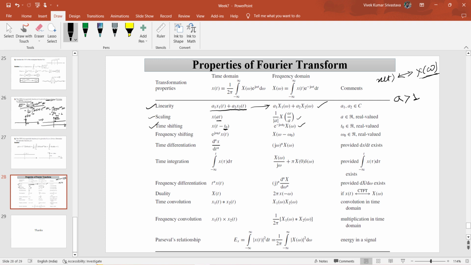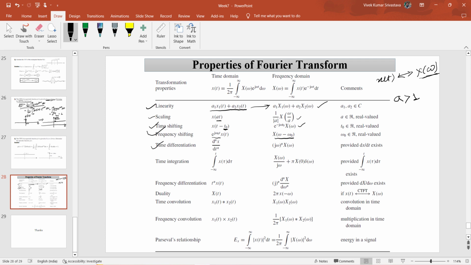Similarly, the frequency shifting property states that for e raised to the power j omega naught t into x of t, it means that if you are multiplying x of t by a factor e raised to the power j omega naught t, then the corresponding shift is observed in the frequency. So the Fourier transform of this signal is equal to X of omega minus omega naught.